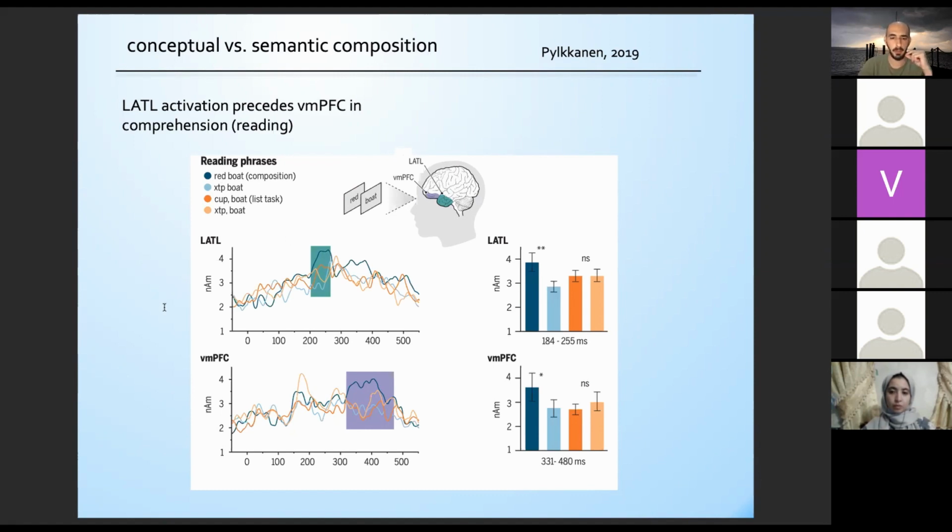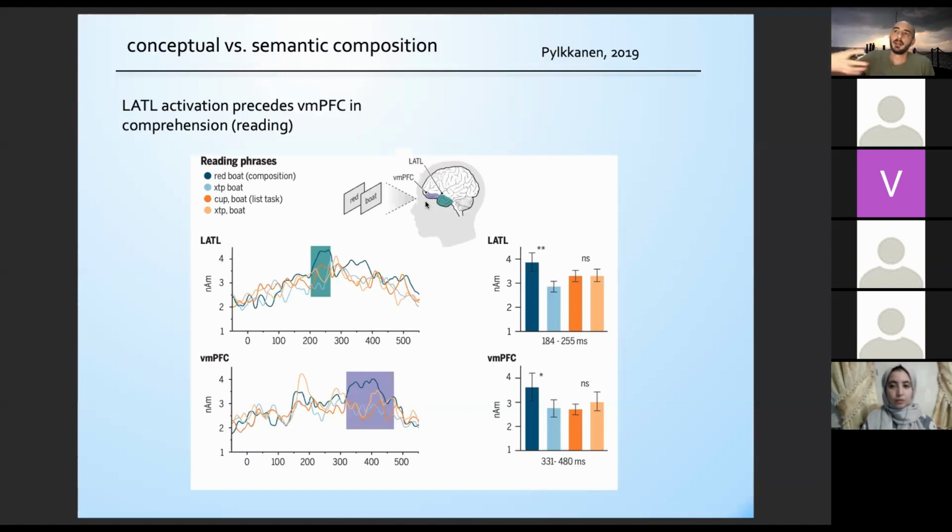Interestingly, in their experiments there is another area that pops up all the time. It's not your Broca's area, but this area here, which we haven't really talked about: the ventromedial prefrontal cortex. If you remember what ventral means, it's inside your cortex, and medial means towards the midline of your brain.